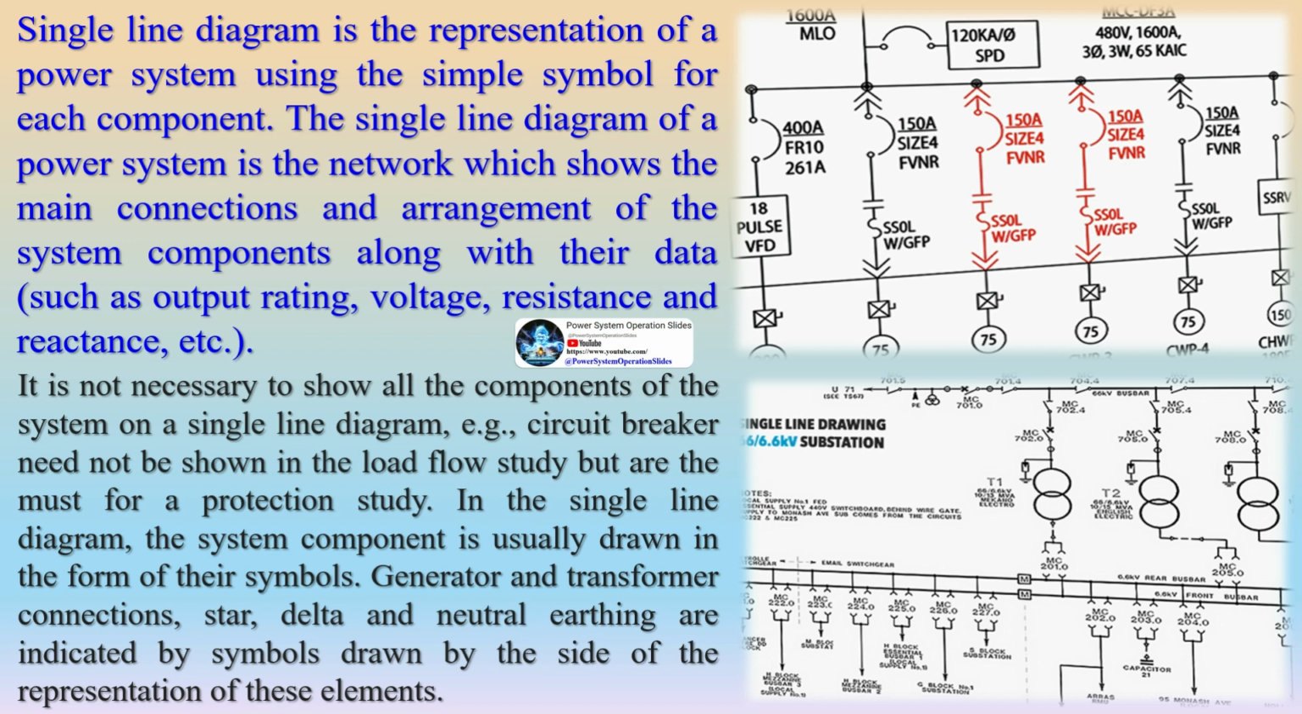system. A single line diagram is a graphical representation of a power system that portrays the various components and their interconnections. It allows engineers, operators, and maintenance personnel to understand the configuration of the power system and to make informed decisions regarding its operation and maintenance.